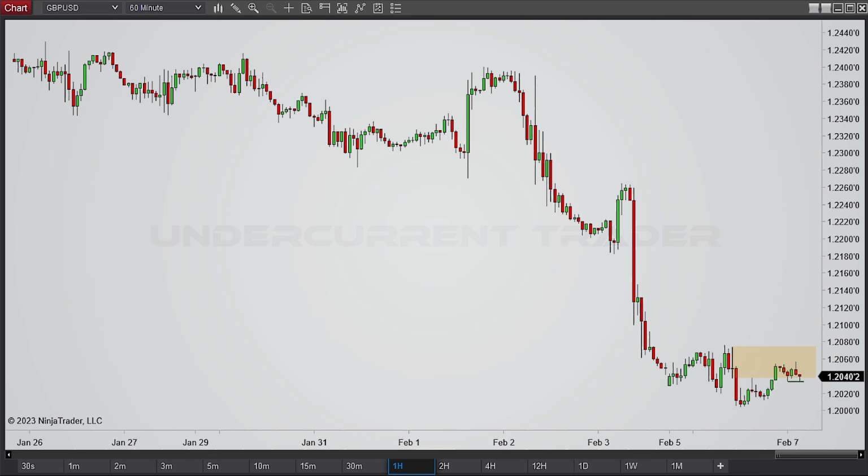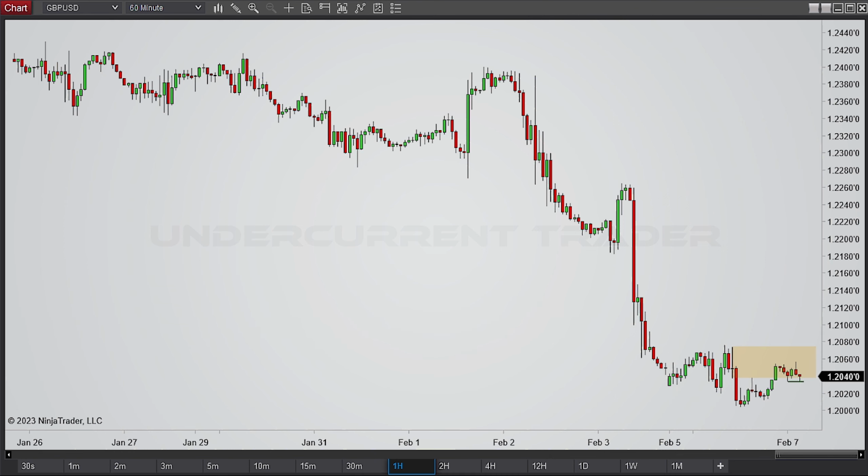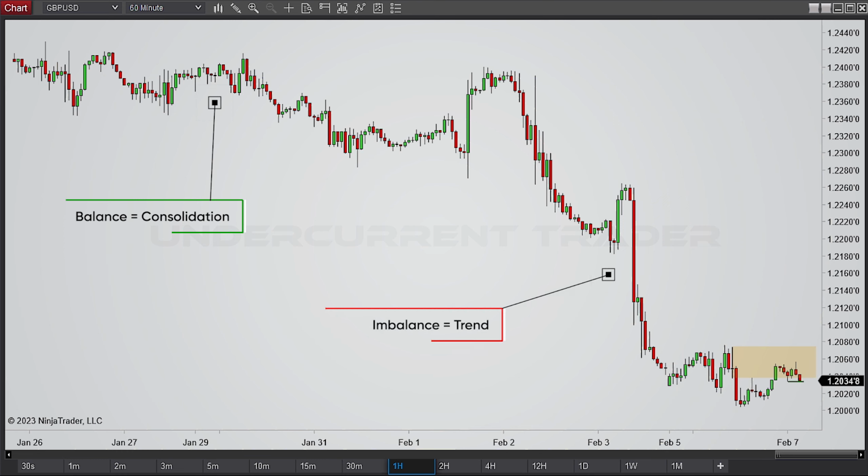And I know that some of you hearing this will say, well, Undercurrent, the problem is that predicting the market's path is easier said than done. Well, not necessarily. I tend to disagree with that assumption because we know that price movements occur on two specific market cycles, which are, as you know, consolidation and trend. Knowing which side of the market you are dealing with at a given moment is key to predicting where it takes you next. So by understanding these two distinct cycles, whether you are in balance, which equals consolidation, or imbalance, which equals trend, you can gain a better insight into the likely direction of the market.